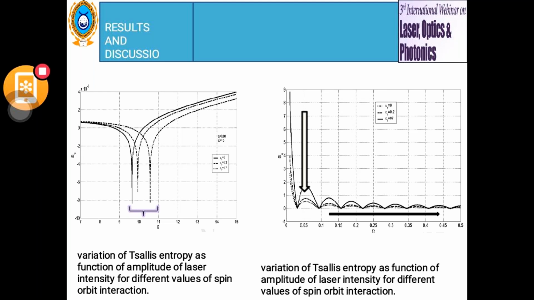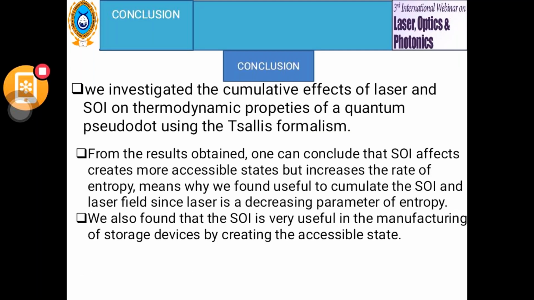In this work, we investigated the cumulative effect of laser and spin-orbit interaction on the property of quantum pseudodot using the Tsallis formalism. Why use the Tsallis formalism? We chose to use the Tsallis formalism here because when we used the Boltzmann-Gibbs formalism in our previous work, we discovered that we were working on the whole system, even the inaccessible states. Since the Tsallis formalism is based on the accessible states in the system, we are going to use the Tsallis formalism.